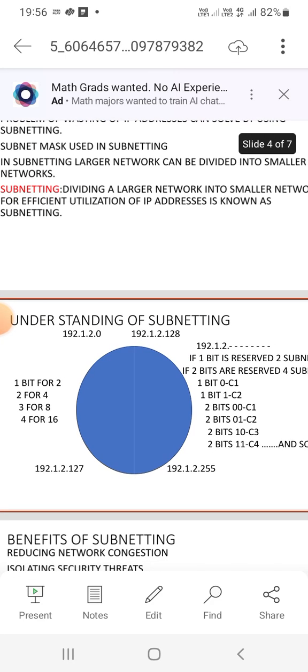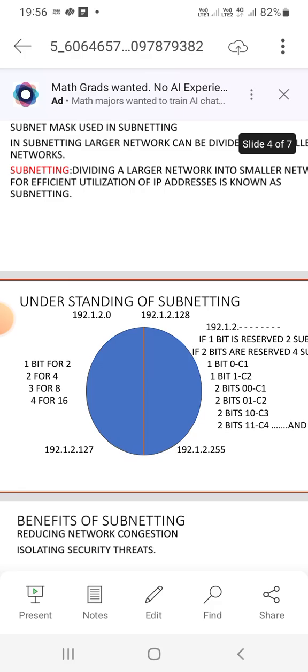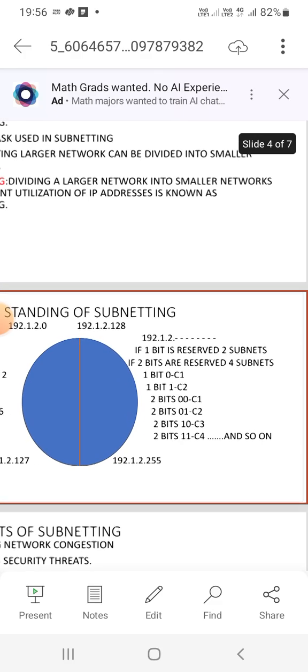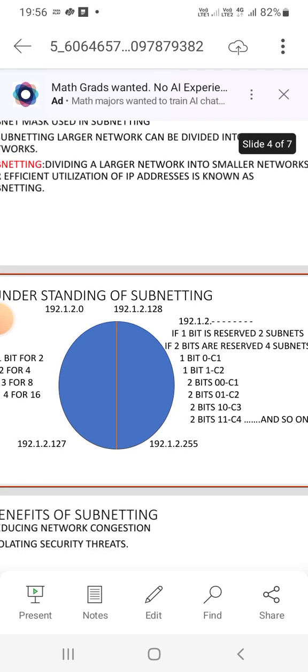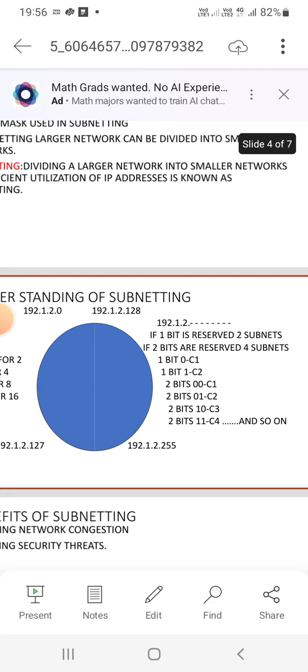So if 1 bit is reserved, 2 subnets can be formed. If 2 bits are reserved, 4 subnets can be formed. If 3 bits are reserved, 8 subnets can be formed. If 4 bits are reserved, 16 subnets can be formed. If I reserve 1 bit, if that bit is 0, this is cluster 1. If the bit is 1, this is cluster 2.